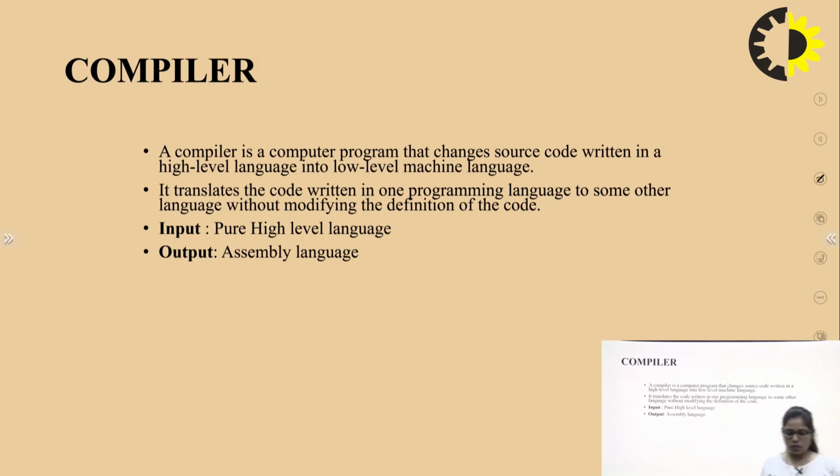Why do we need a compiler? Why do we want a compiler? We need a compiler because the machine can't understand human language and humans can't understand machine language. That's why we require a compiler, which is used for conversion from a high-level language to a low-level language. That's why we need a compiler.